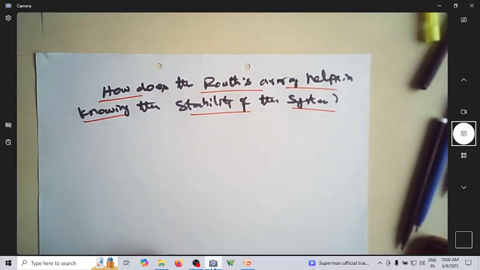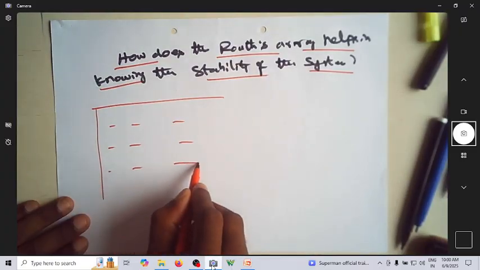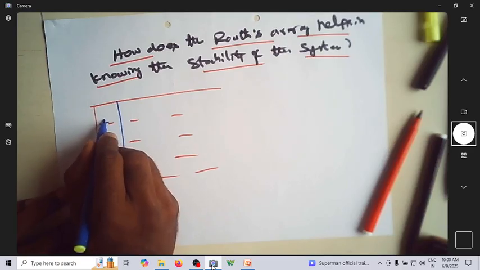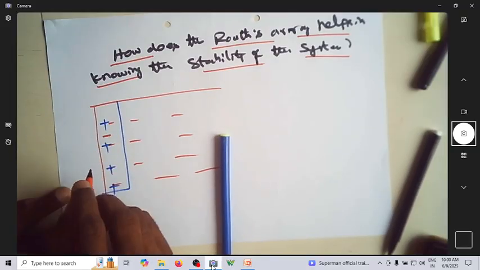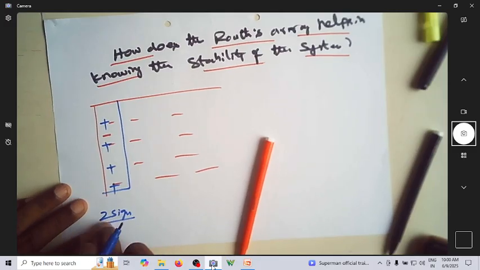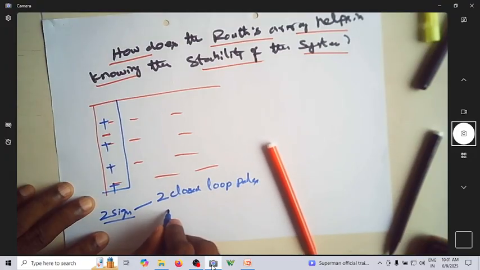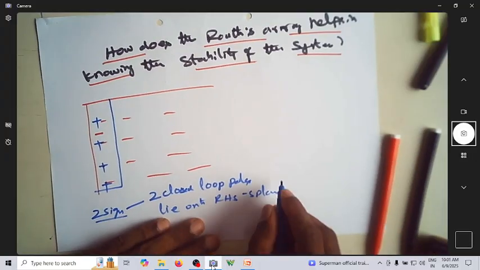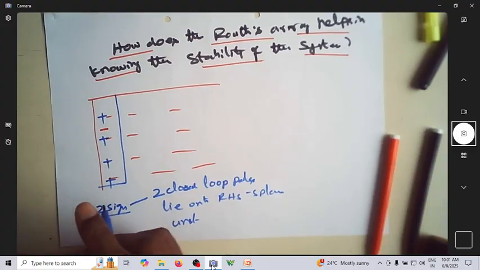So how it helps is, once you write the Routh array, of course we know you have to have so many rows of the Routh array. Look at the first column of the Routh array. If there are no sign changes, assume that it is plus, plus, plus, plus. No sign change, system is stable. Assume that there is one negative here: plus, minus, plus, plus, plus. So there are two sign changes. These two sign changes indicate two closed loop poles lie on the right hand side of the s-plane, meaning the system is unstable. If there are no sign changes, all the closed loop poles are on the left hand side of the s-plane. That's about it.